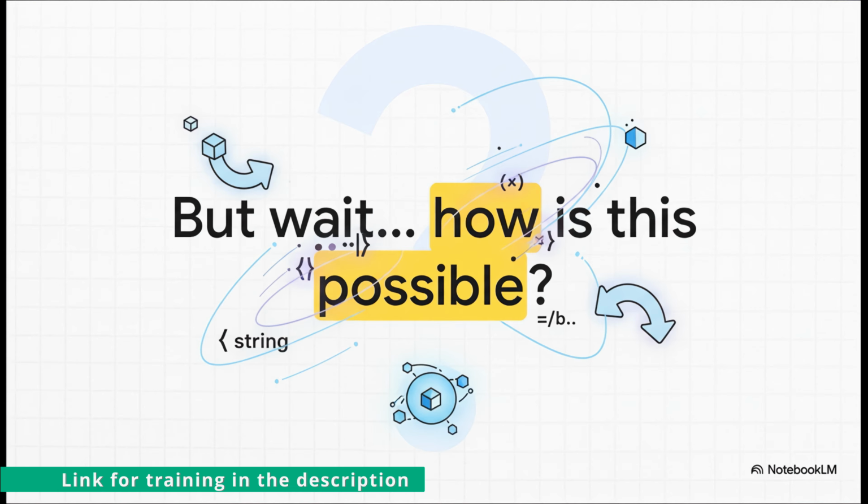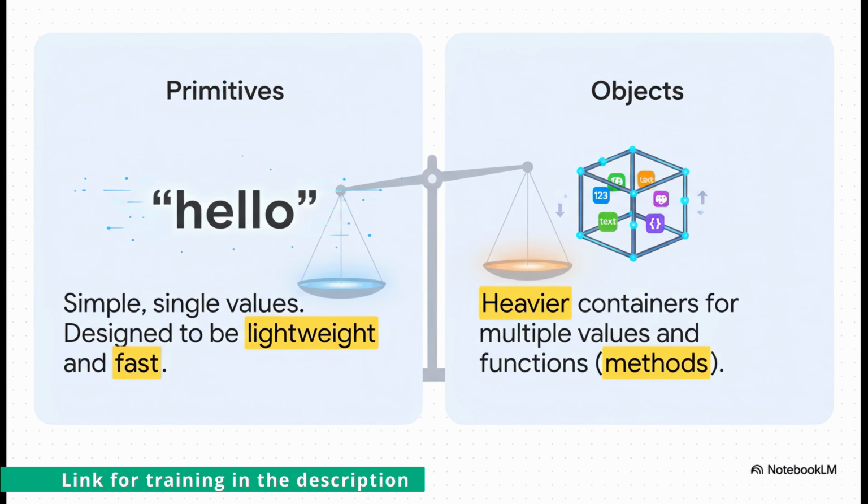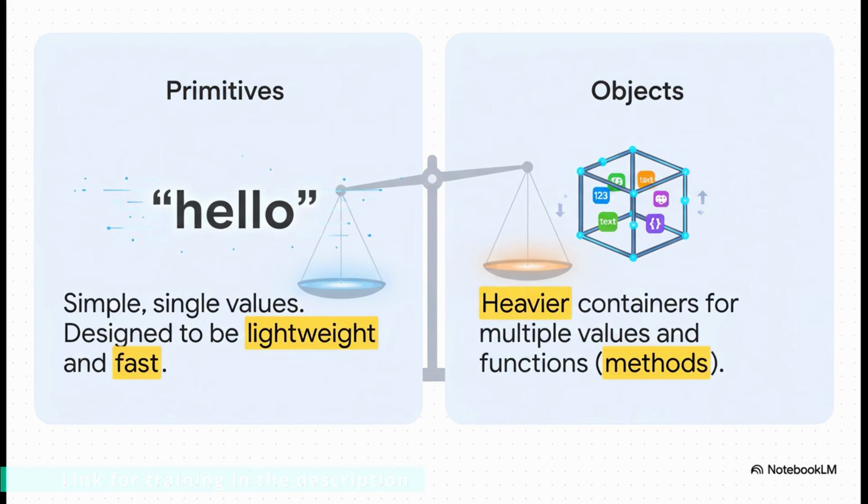It's a real paradox. So to get to the bottom of this, we have to talk about the two basic kinds of data in JavaScript, primitives and objects. And trust me, they play by completely different rule books. It all boils down to this. Primitives are just simple single values. Think of them as incredibly fast, super lightweight. Objects, on the other hand, are the heavy lifters. They're more complex because they're basically containers that can hold a bunch of different values and even functions, which of course we call methods.